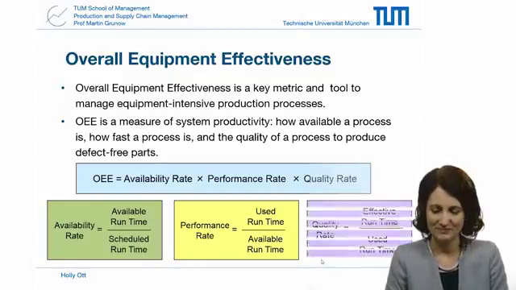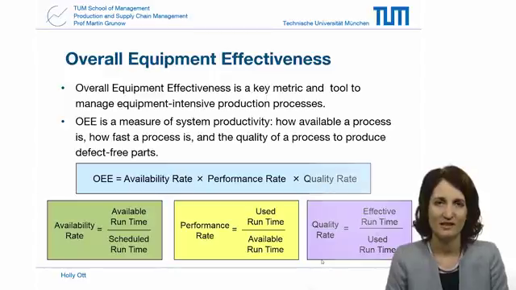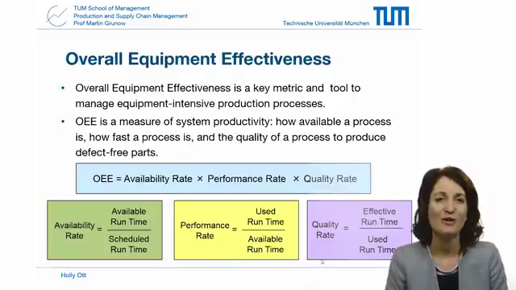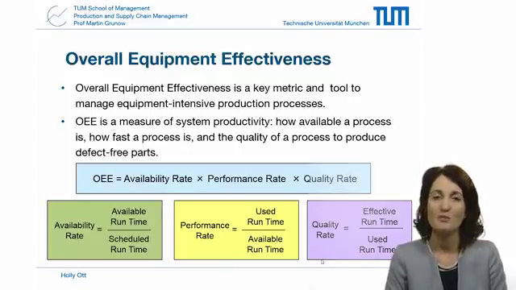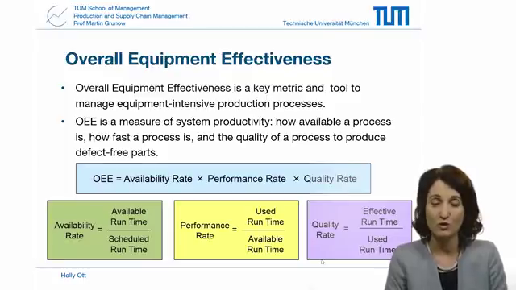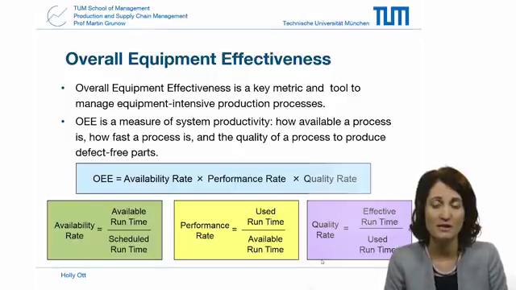The quality rate is a measure of quality losses, so any defective parts that do not meet the required specifications. Now this is normally calculated, as we've seen in the previous courses, by taking the number of good parts divided by the number of total parts produced, or our yield. But in our OEE language, we consider this as the effective production time divided by the actually used production time. So the effective production time to produce good parts divided by the total time that's used to produce all the parts.